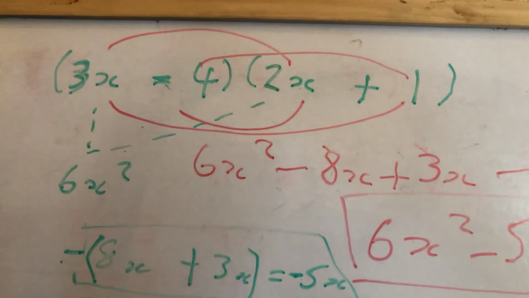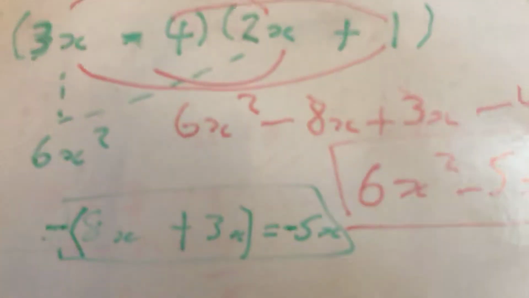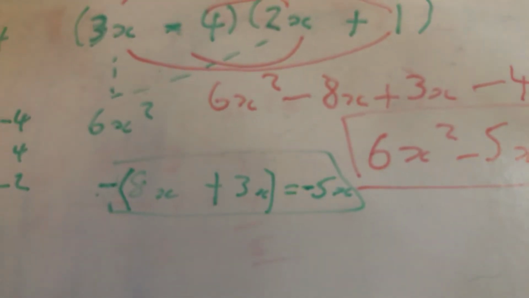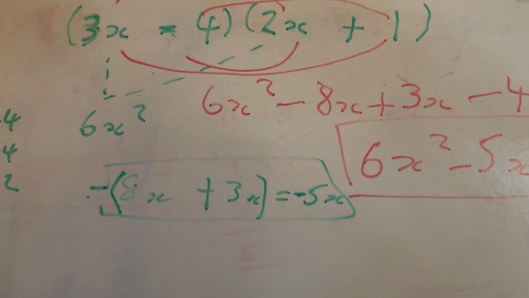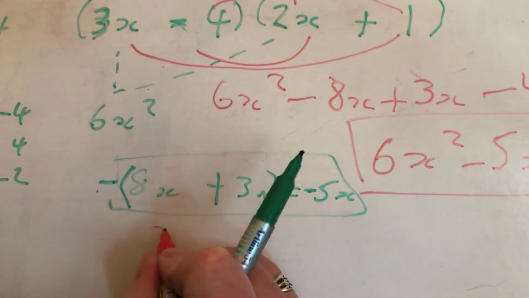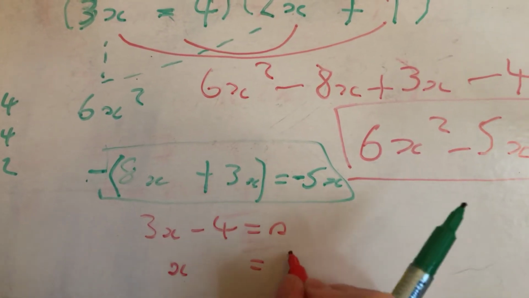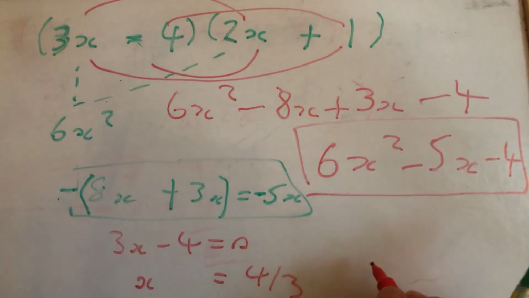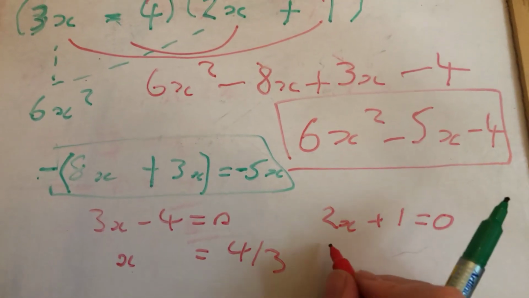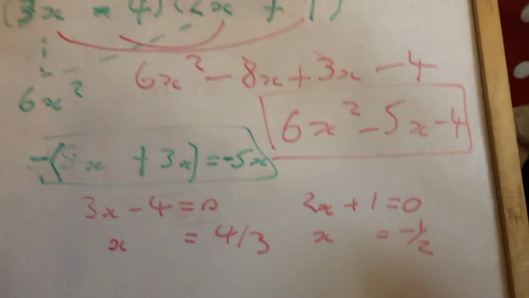Our factors are 3x minus 4 and 2x plus 1. So it's going to be equal to 0 where 3x minus 4 is equal to 0, so x is going to be equal to 4 over 3. And 2x plus 1 is equal to 0, so x is equal to minus a half. There's the solution.